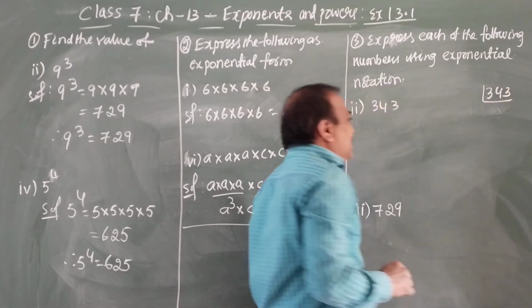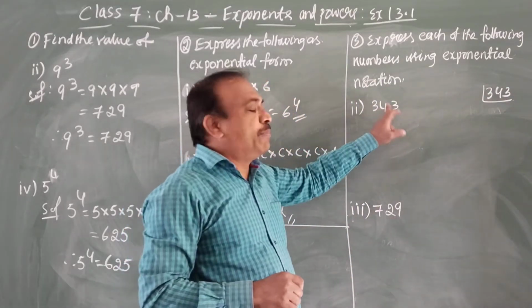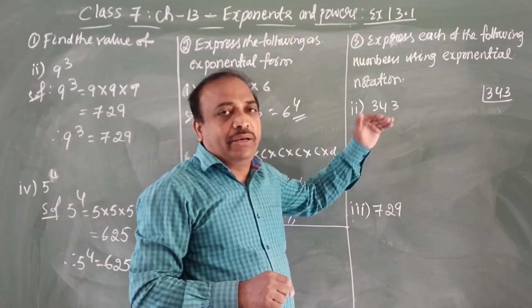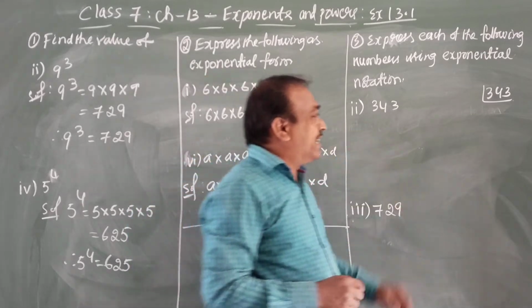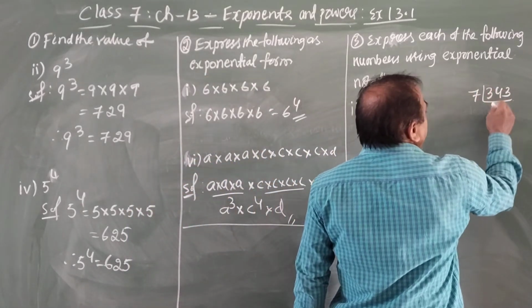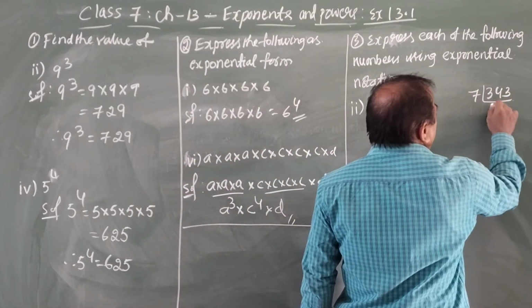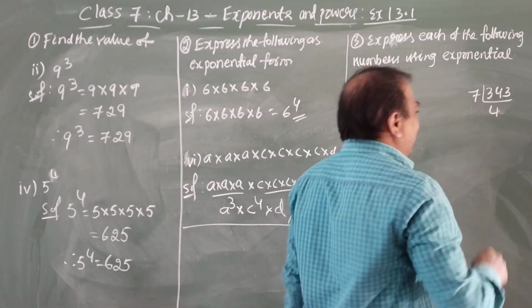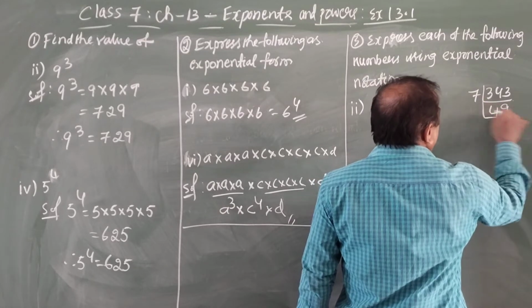343: 3 plus 3 is 6, 6 plus 4 is 10, so it is not divisible by 3, and not by 5 or 2. Then we go to the 7 table. 7 4s are 28, and 7 9s are 63. So then 7 ones.